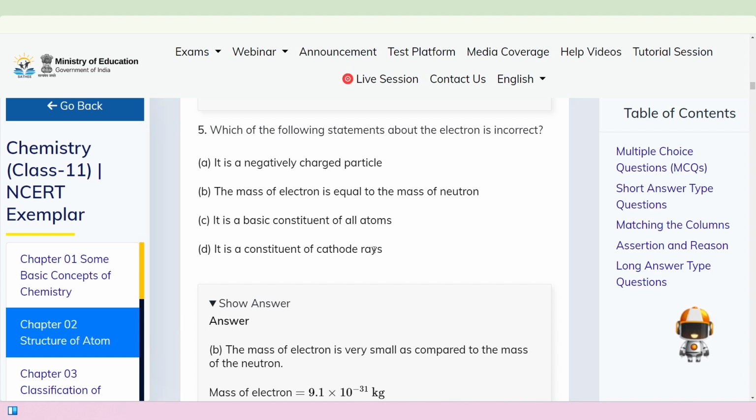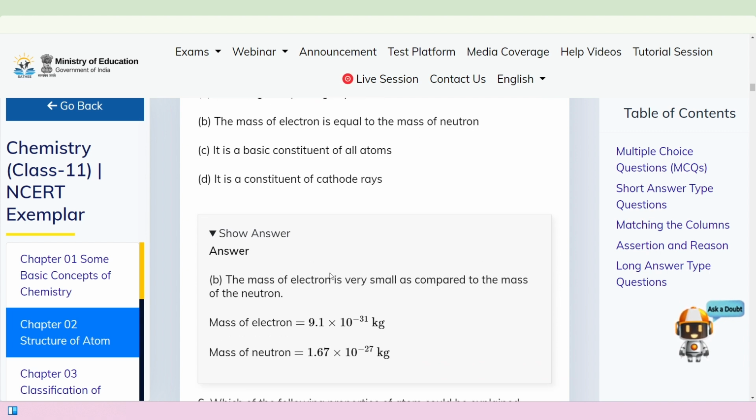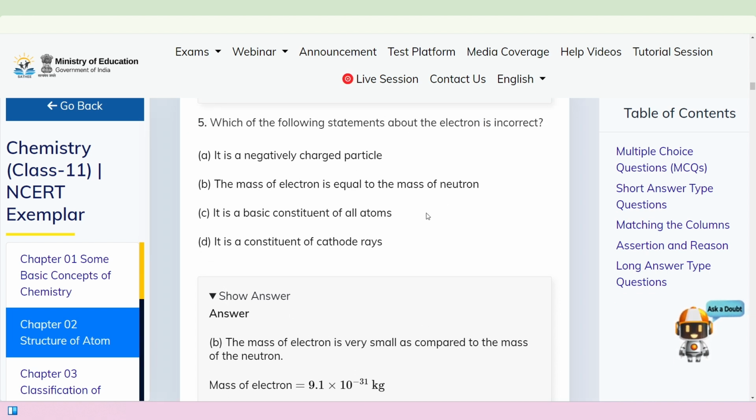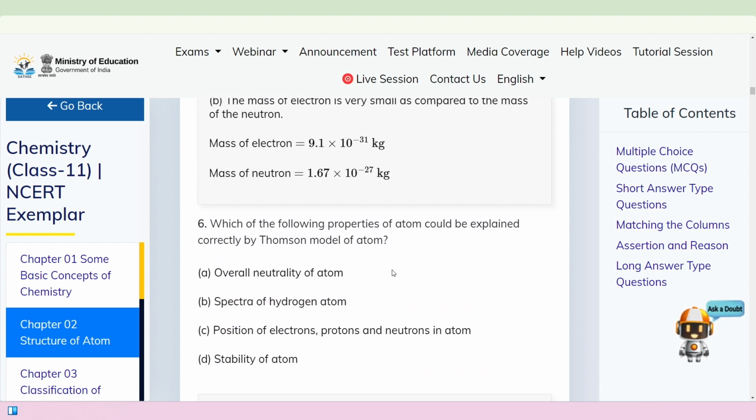So we have already discussed it. It is a constituent of cathode rays. So B is the incorrect option. Okay, because the mass, as I've already mentioned, is 9.1 times 10 to the power minus 31, the mass of electron and the charge of electron. So this is with charge. Okay, so the question is asked about the mass of neutron. Yeah, the mass of neutron is 1.67 times 10 to the power minus 27. Okay, so they both are different.